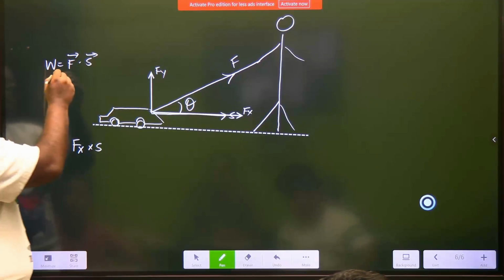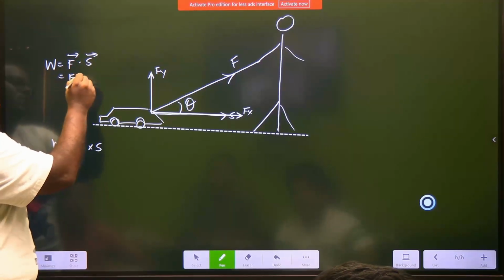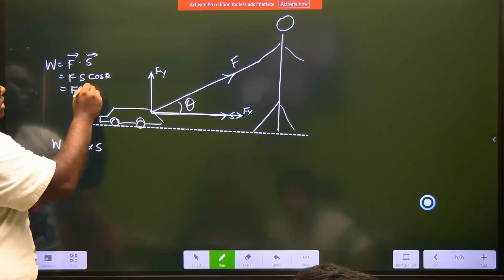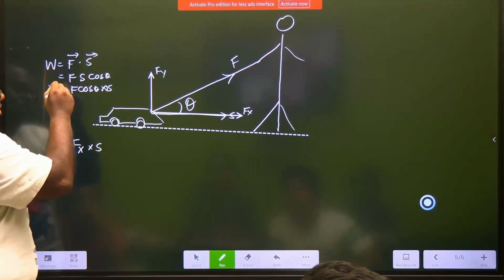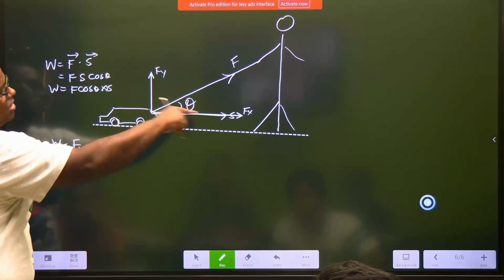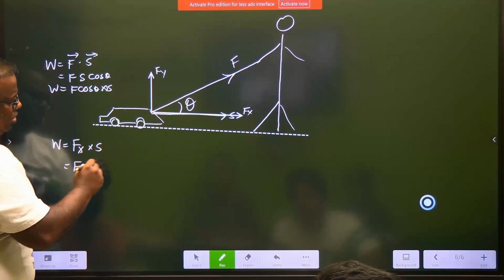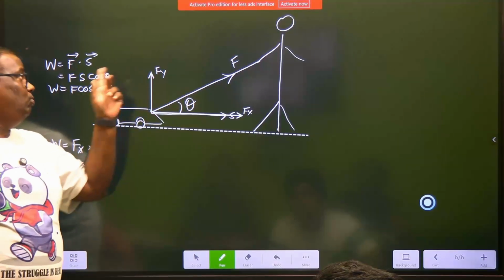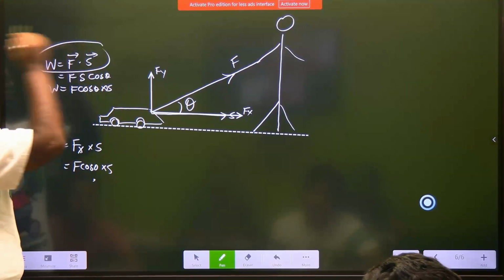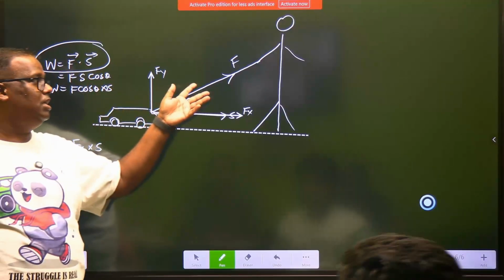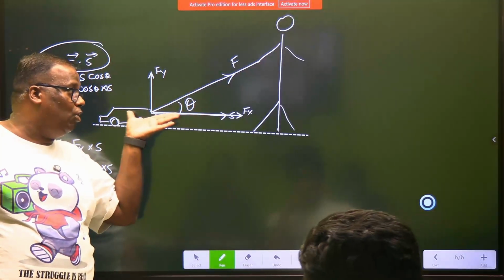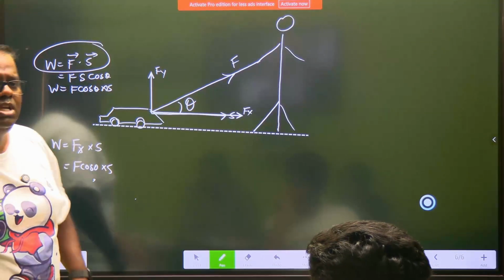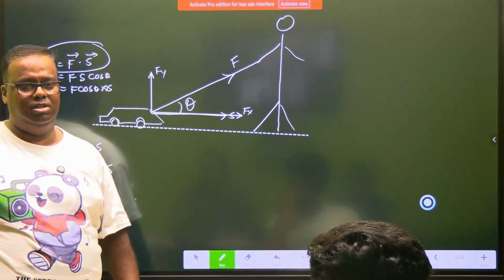Let's solve the dot product. What is this? Fs cos theta. Can I not write it as F cos theta into S? And what is the value of Fx? F cos theta into S. So this definition is the more general definition. It does not consider the specific case that force will always be in the direction of displacement. Force can be in any way. Pull his hair this way, but his face is coming in this manner.